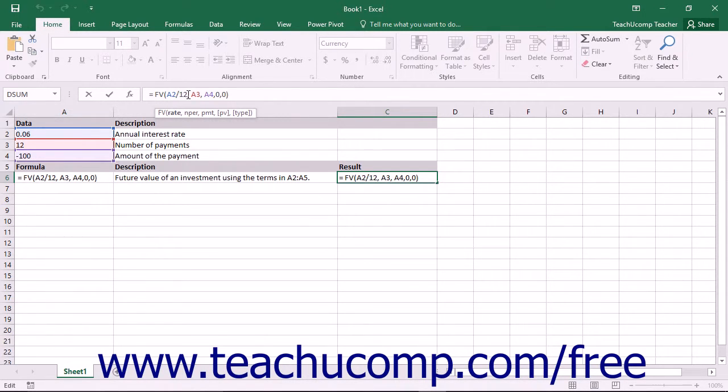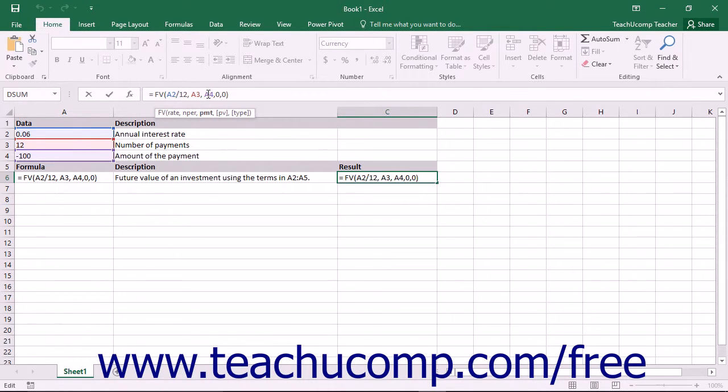Next is the number of payments. That is also required. This is the total number of periods. For example, if you placed $100 into an account each month for a year, the number of payments argument would be 12. Next is the payment argument, which is also required.